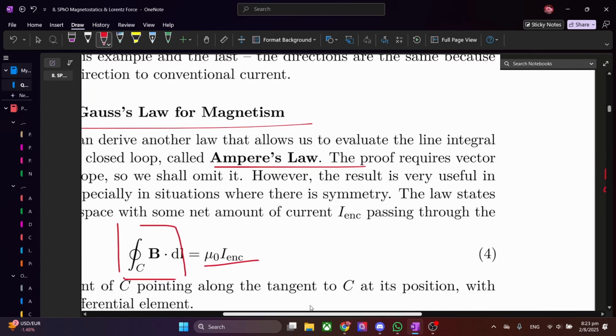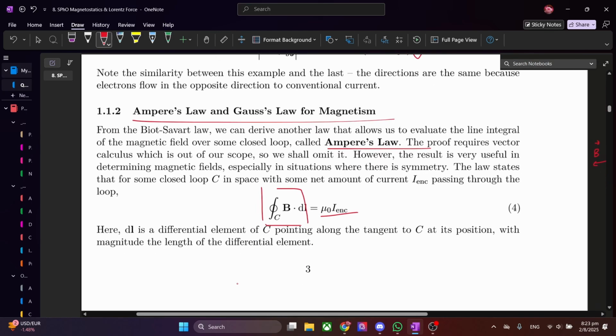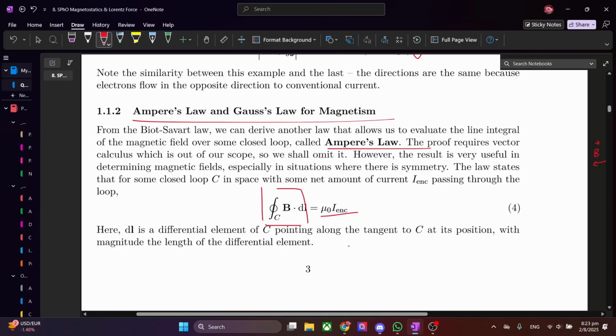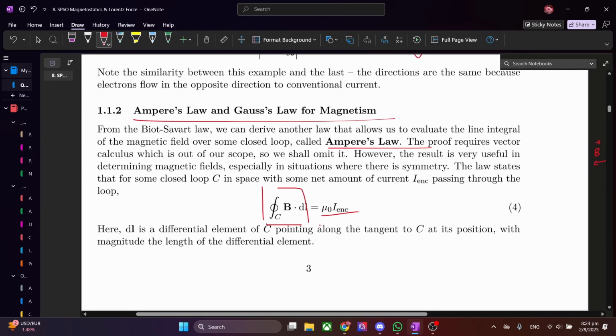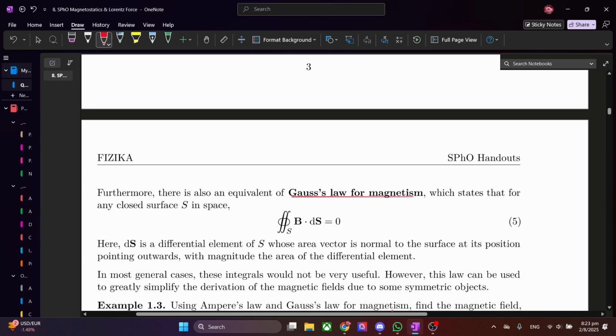If any of that seemed confusing, we'll illustrate with an example later. I think it should make everything clearer for you. But that's Ampere's law. And the next thing I'll go through is Gauss's law of magnetism.